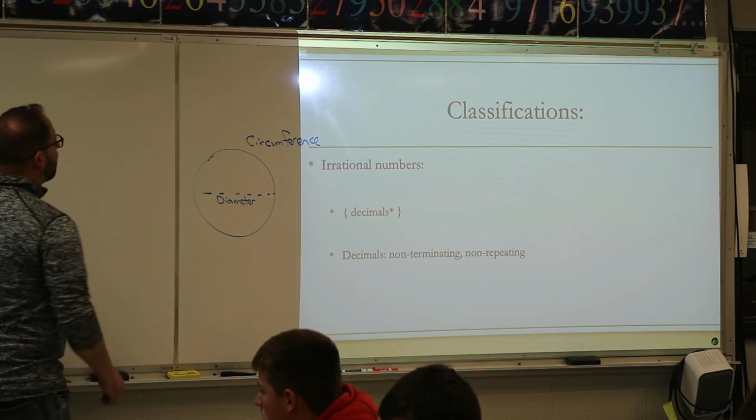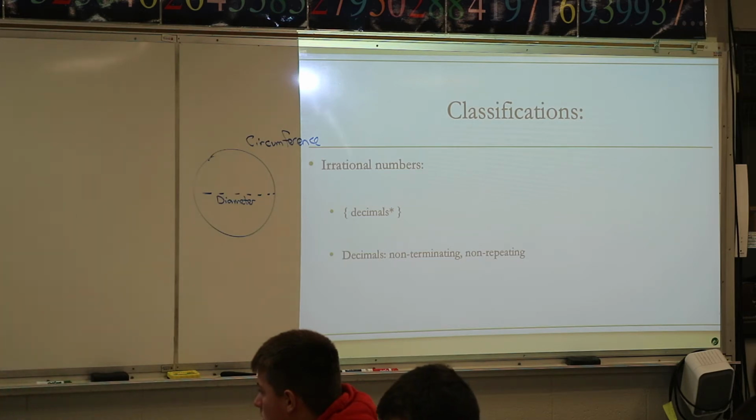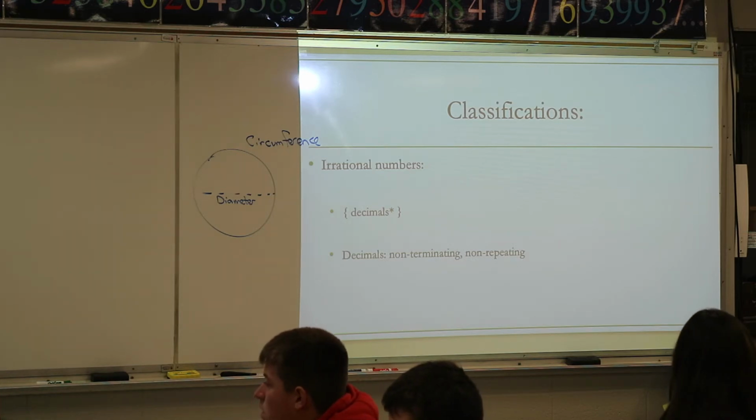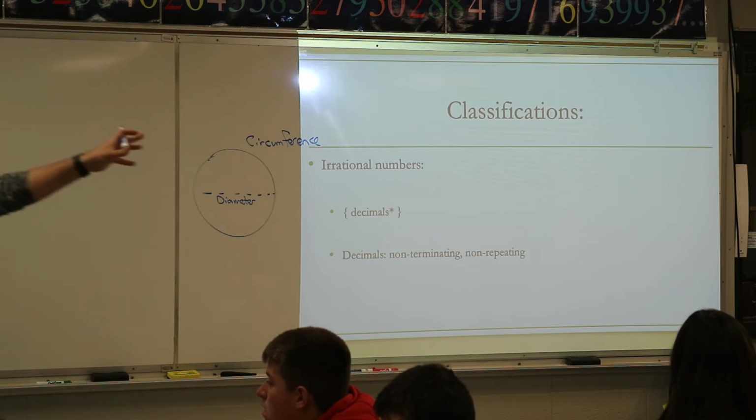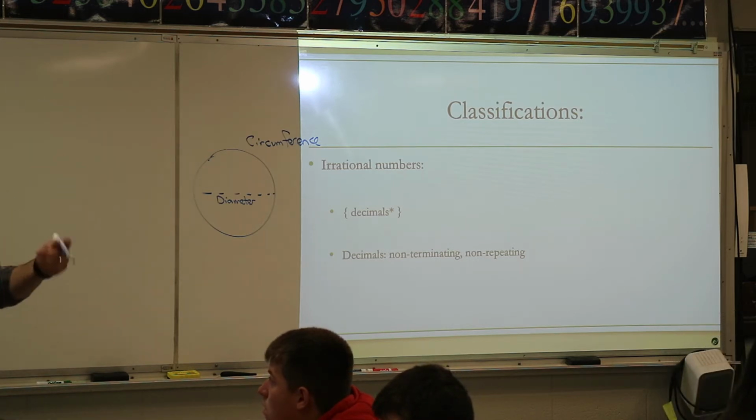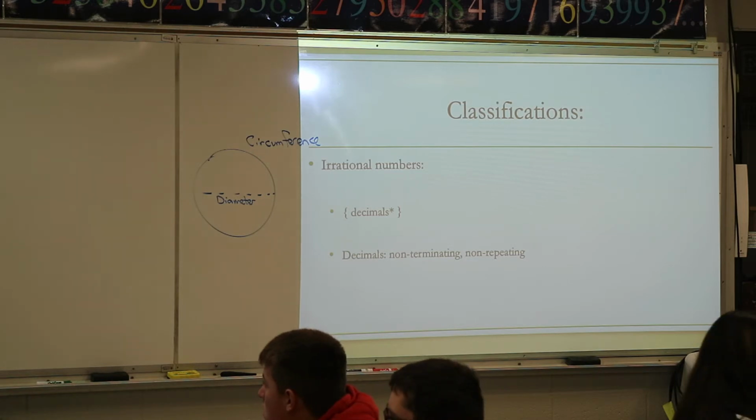Now, here's the weird part about irrational numbers. I want you to wrap your head around this. They don't end, right? They don't terminate. So this number pi keeps going forever. So there's always another digit that they're finding. But here's the weird part. It doesn't repeat.